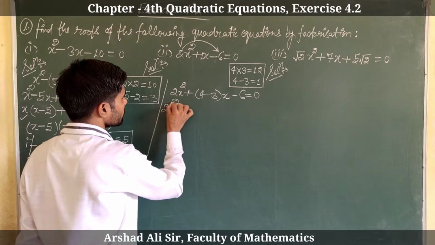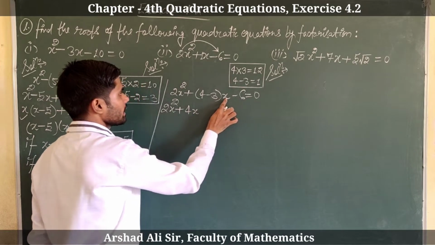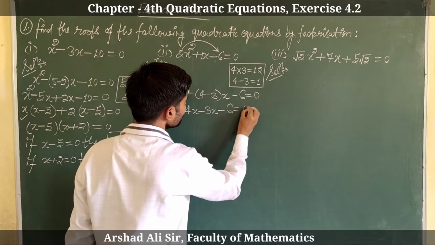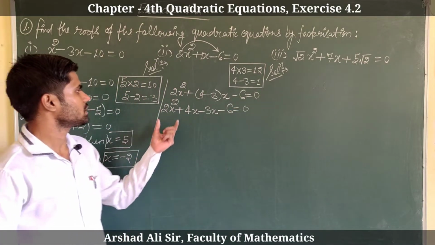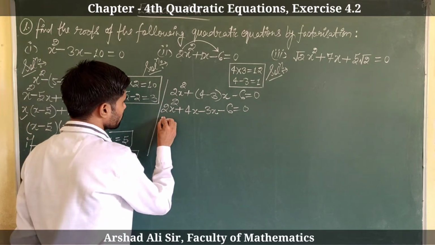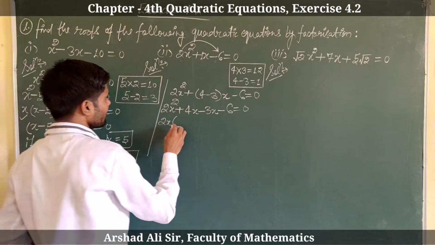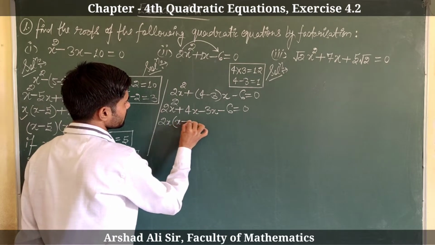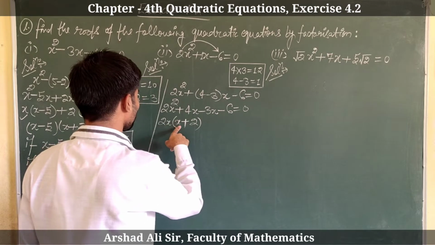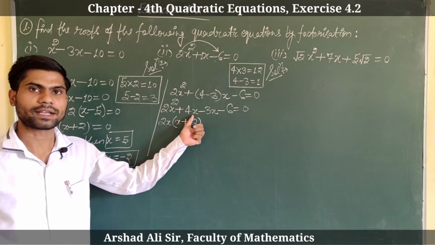Here 2x square plus x multiply 4, this will be 4x, x multiply minus 3, this will be minus 3x, and minus 6 equal to 0. Now we have these four terms. We can take 2x as common from the first two terms. After taking 2x as common, what will we get? x plus 2. Why? Because 2x multiply x will be 2x square and 2x multiply 2 will be 4x.